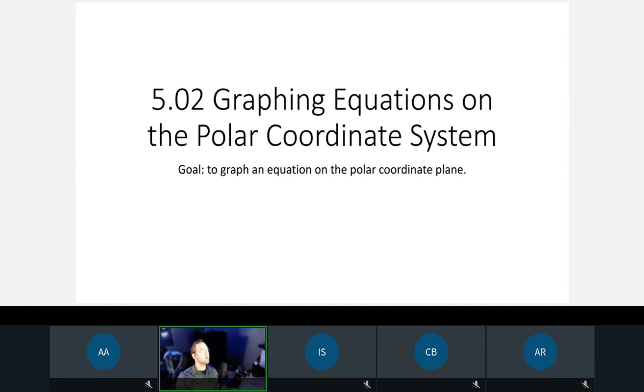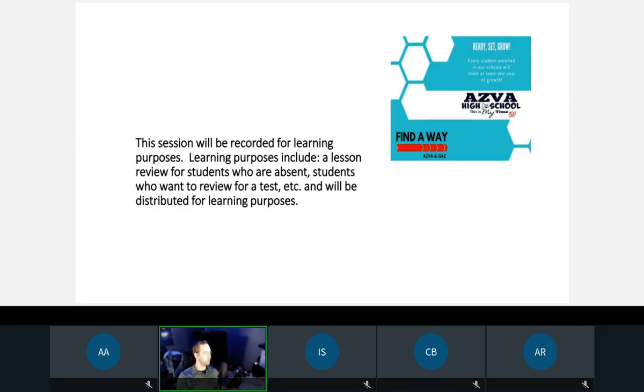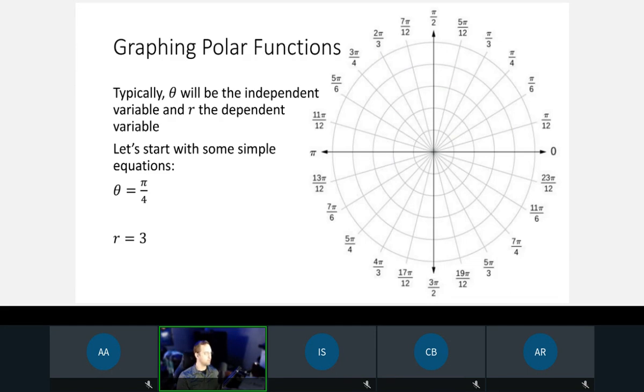All right, so we are recording. It is Friday. This is day 2 of the 5.02 lesson. We're going to graph equations on the polar coordinate system. This is going to be something new and exciting, and make sure you have graph paper out, maybe Desmos open, I think, is a good idea. It's a pretty short lesson, by the way.